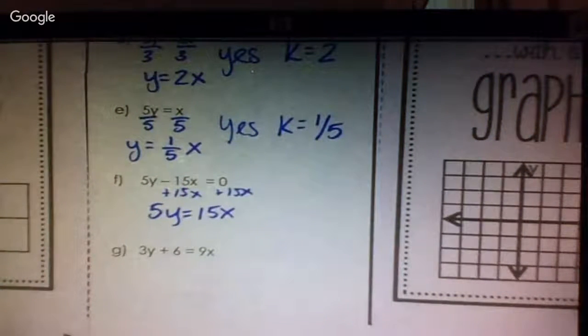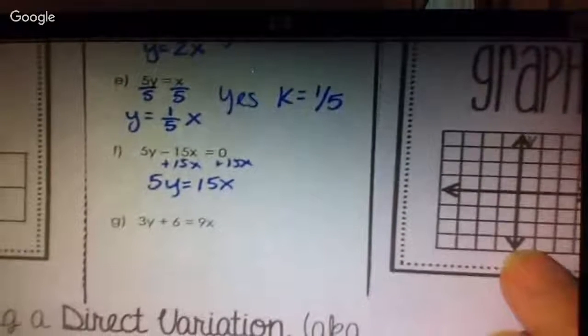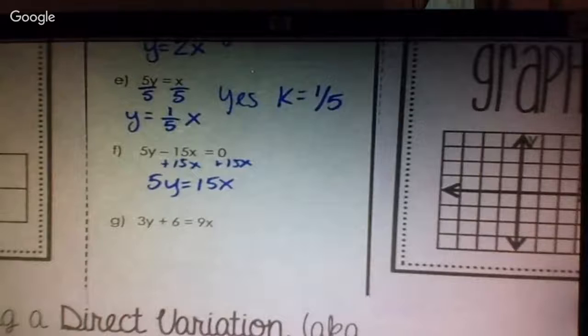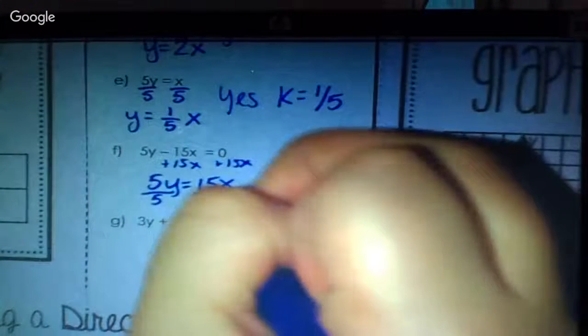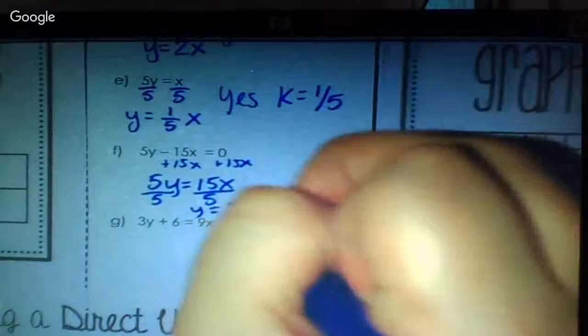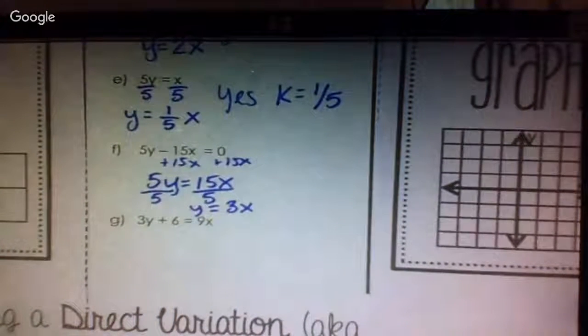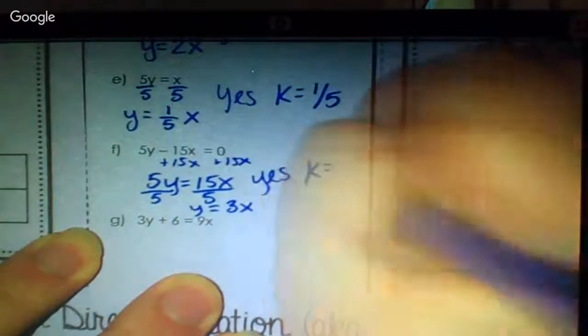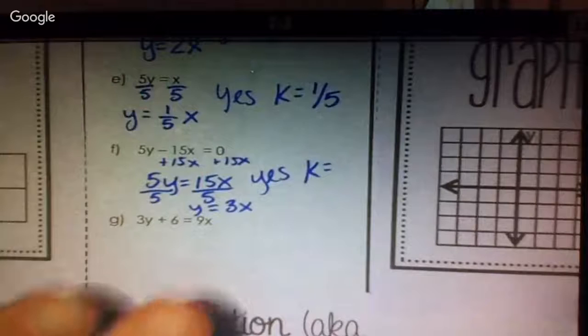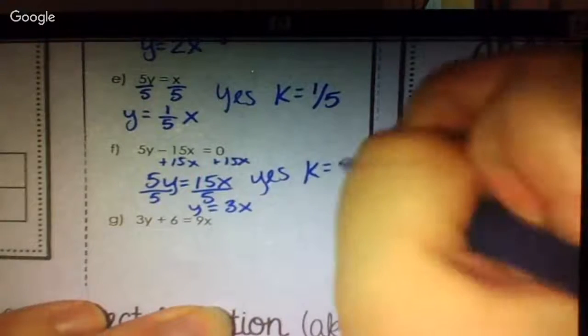My next step, Rebecca, then is to do what? Adding or subtracting a constant. Okay. I need to divide. Perfect. You're fine. y equals 3x. Okay. So, Shania, would you say that this is direct variation or not? Absolutely. Good. What's my k value here? Allison. 3.